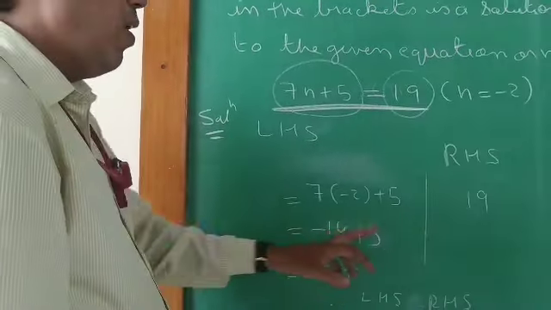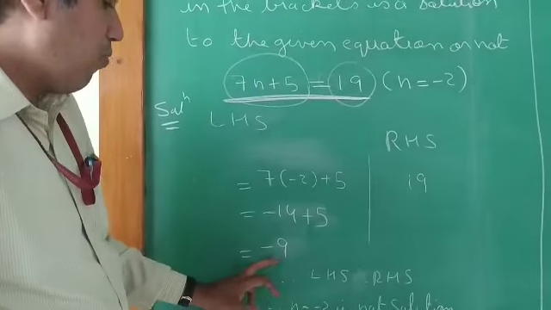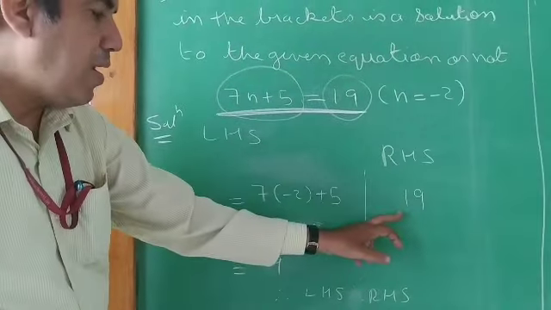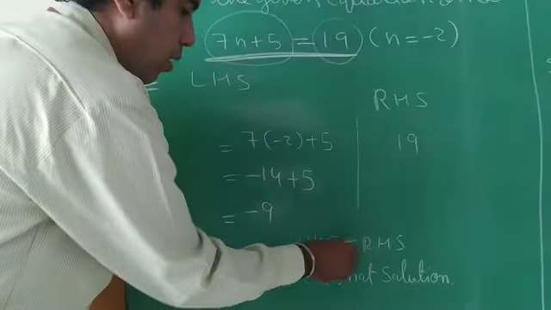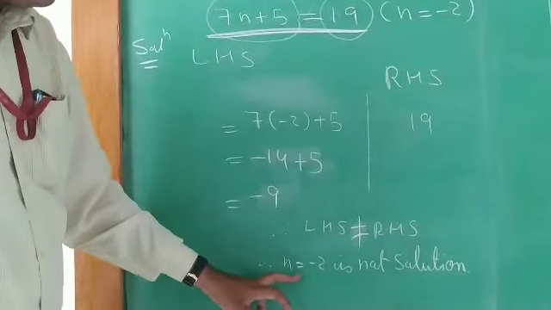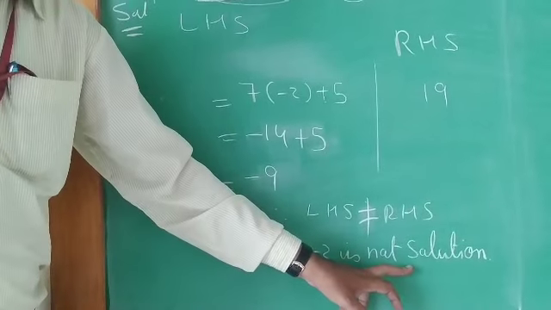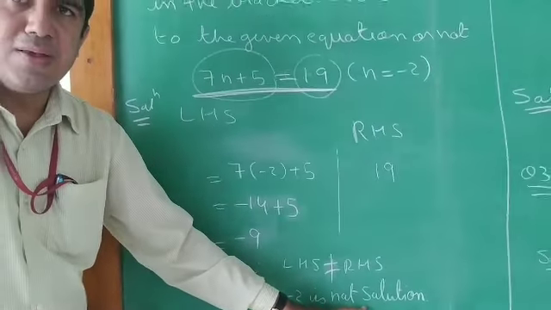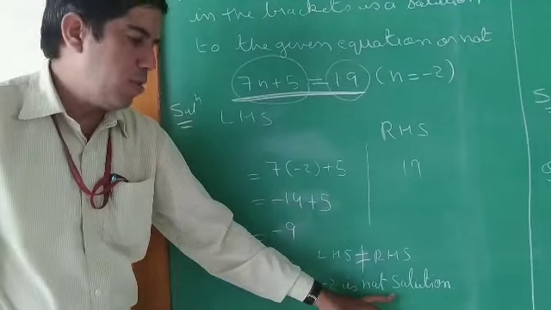And you can see here, are they equal? No. Because one is coming minus 9, one is coming 19. So they are not equal. So I will make the sign here not equal to. Therefore n equal to minus 2 is not a solution of this given equation.